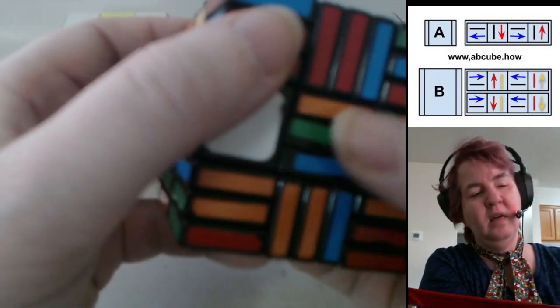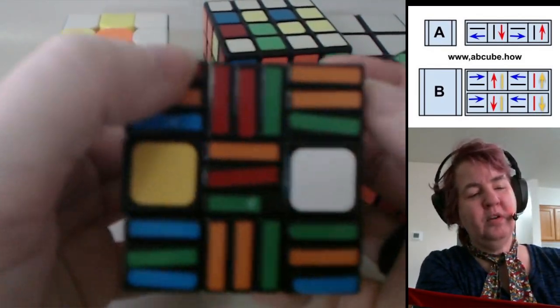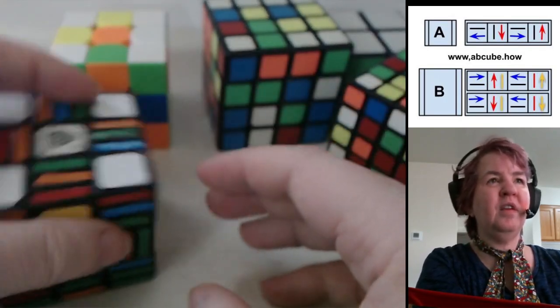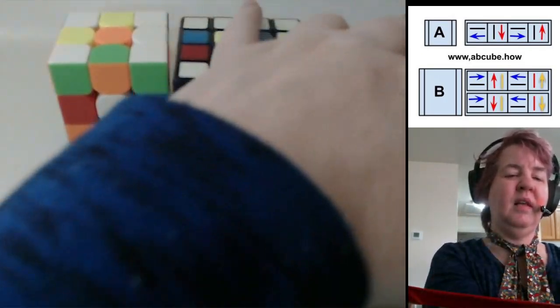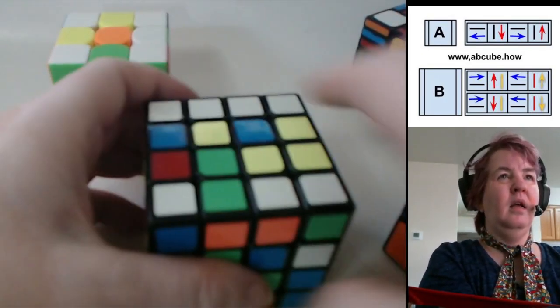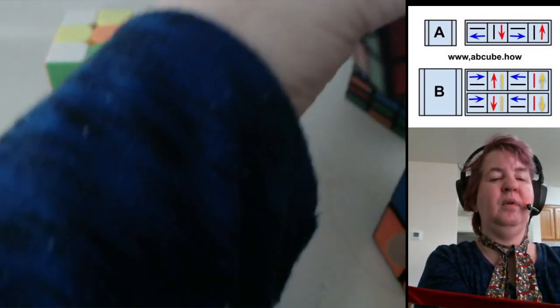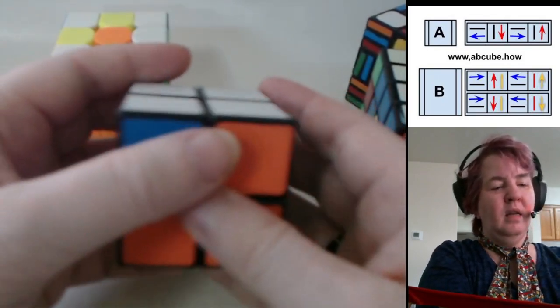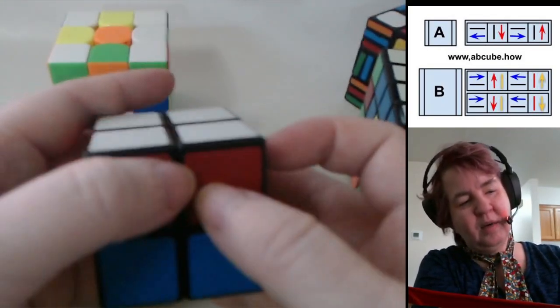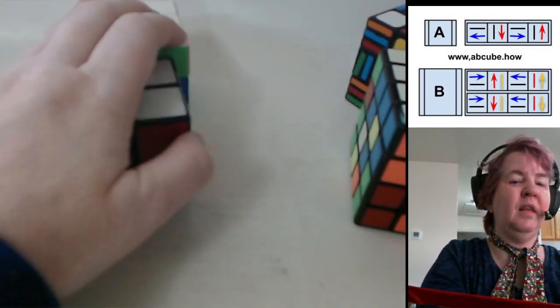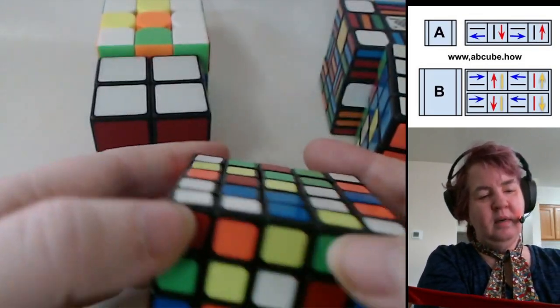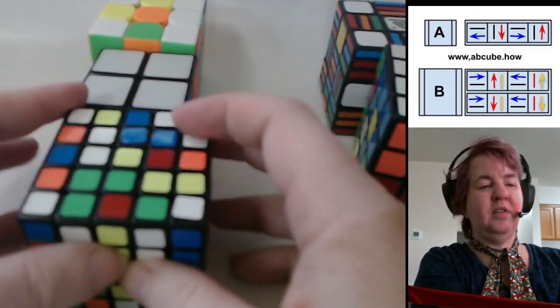Set it right there. This one, green does not equal blue, orange does not equal red. This one has 0 sides that match, so we'll set it right there. This one, blue does not equal green. This one has 0 sides that match, so it goes right there. This one has 1 side that matches, so it goes right there. And this one has 1 side that matches, so it goes right there.